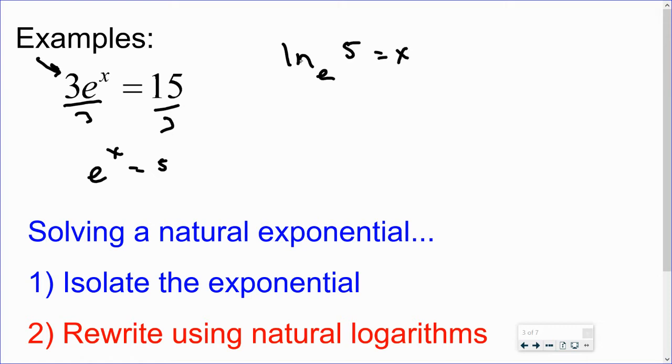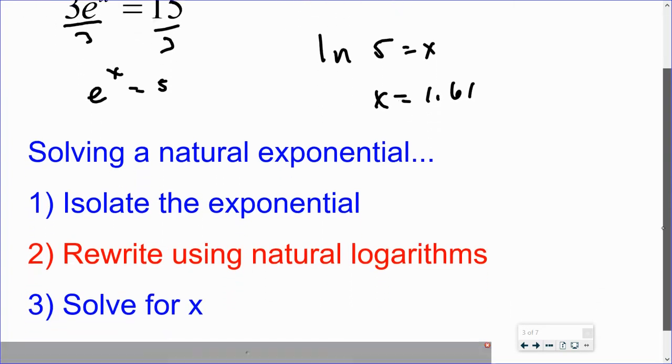Well, the natural log, its base is e. So really this is just natural log of 5 is equal to x. And I would type that right into my calculator. And I end up with x is equal to 1.61. And I always round that to the nearest penny, nearest hundredth. So that's why I have that.